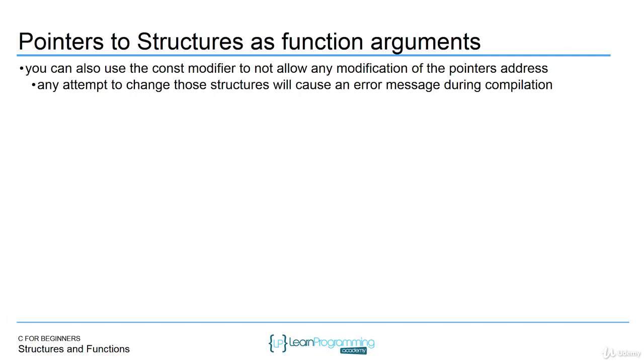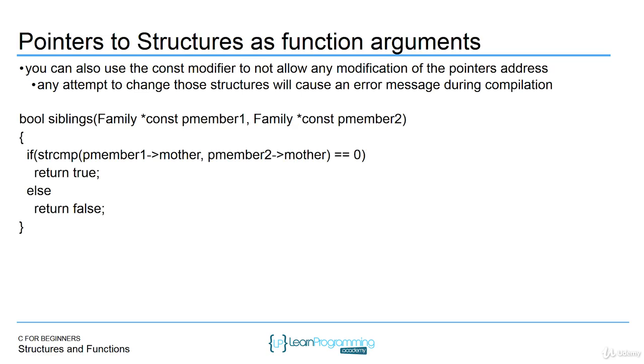You can also use the const modifier if you don't want to allow any modification of the address itself. Any attempt to change these structures will cause an error message during compilation. So here you would say family star, and you'd put the const after the star. And what this is saying is you can't change the value of p member, the address, the value of the pointer, which is an address. But again, this is not very useful because when you pass by value, you're actually passing in a copy of the address. So this is redundant.